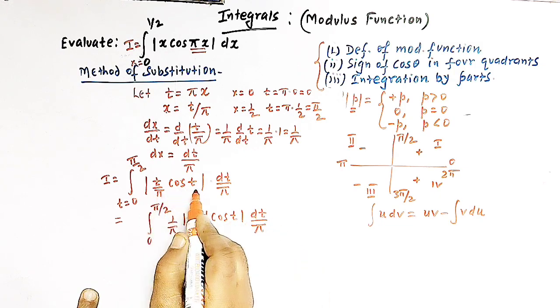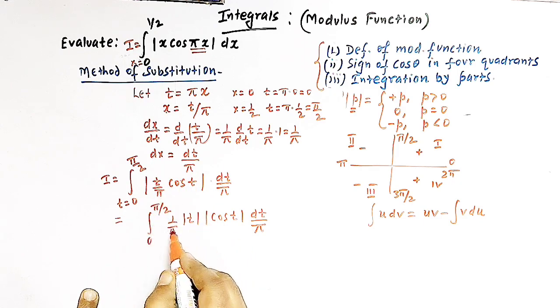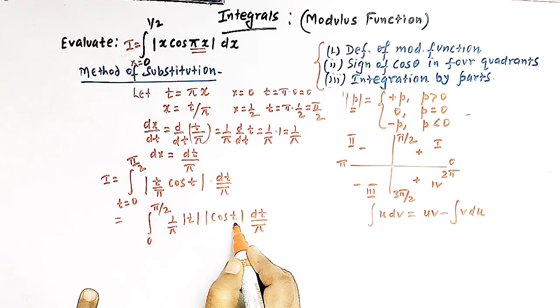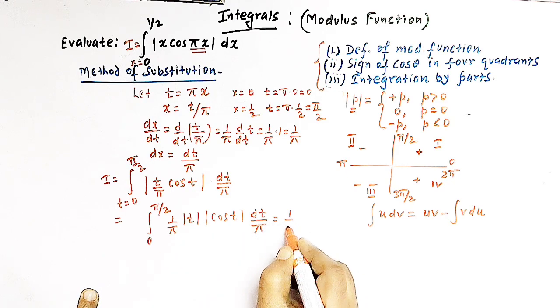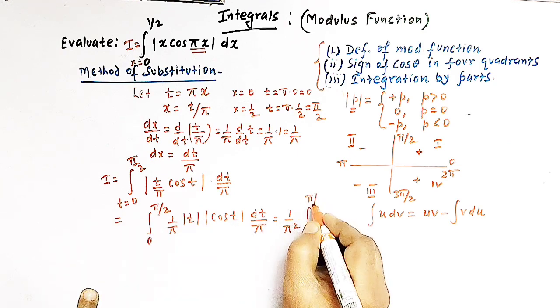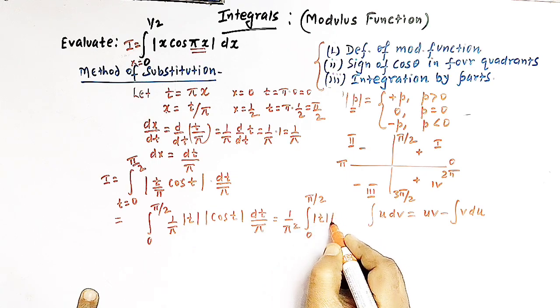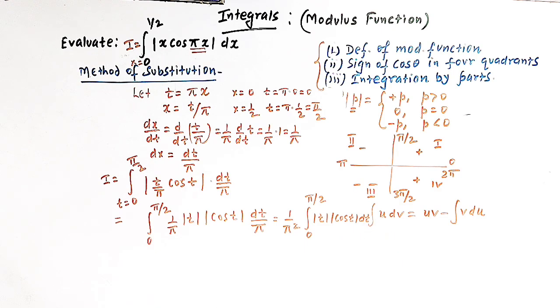So here we have written this mod function as mod of 1 over pi, that is simply 1 over pi, and mod of t times mod of cosine t. Now 1 over pi and 1 over pi is 1 over pi square, and taking 1 over pi square outside the integral, then we have 0 to pi by 2, and here we have mod of t, and then we have mod of cos of t, and here we have dt.